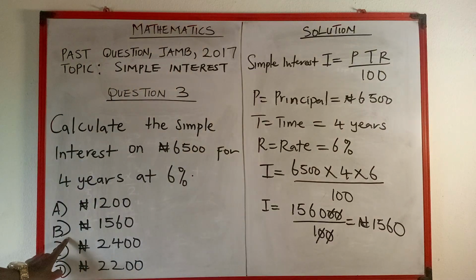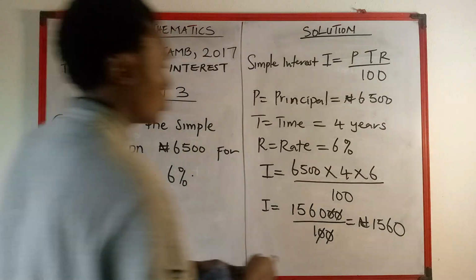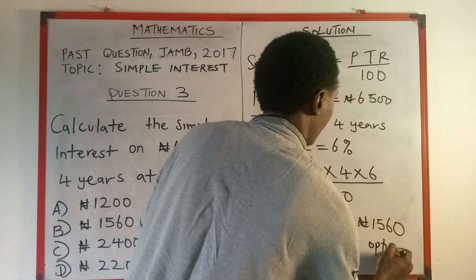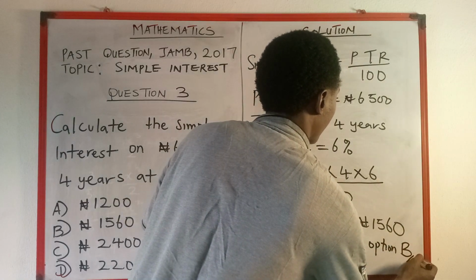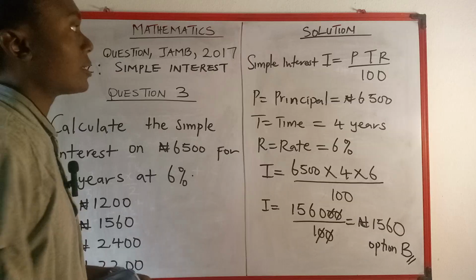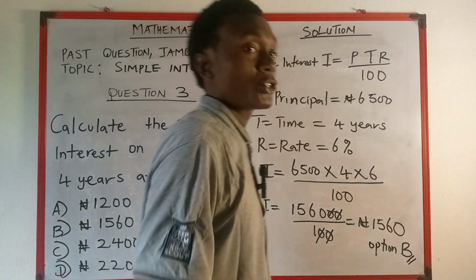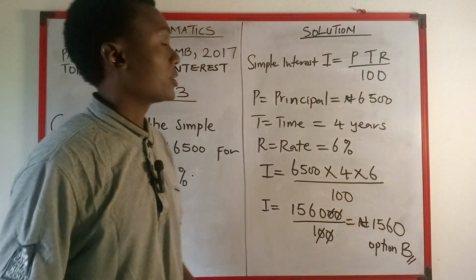So you go back to your option. So the answer is option B. So option B, and that is our final answer. These are how you solve questions involving simple interest.